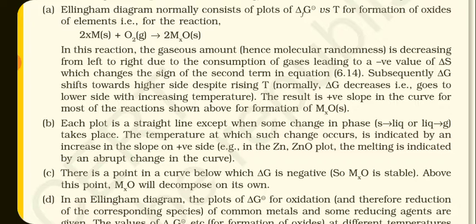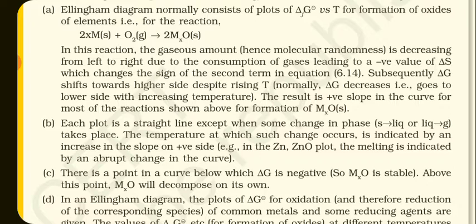In this reaction the gaseous amount is decreasing from left to right due to consumption of gases, leading to a negative value of delta S, which changes the sign of the second term in equation 6.14. Subsequently, delta G shifts towards the higher side despite rising T. Normally, delta G decreases, that is, goes to the lower side with increasing temperature.